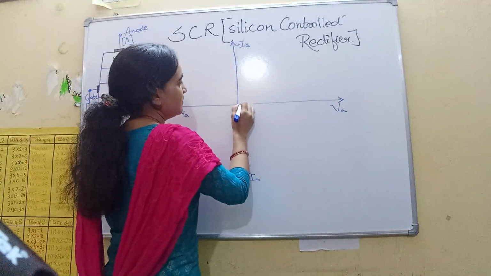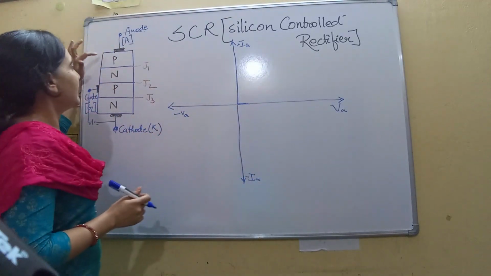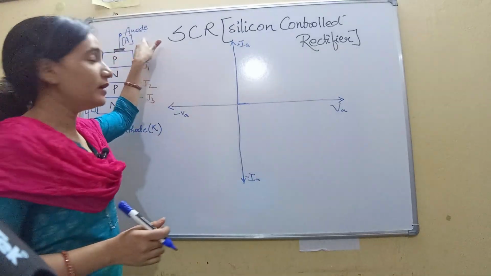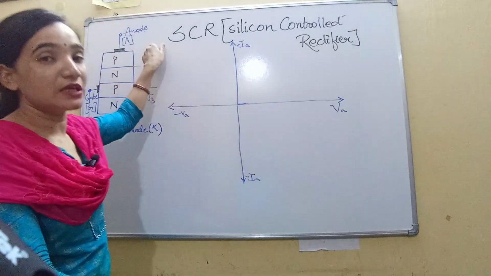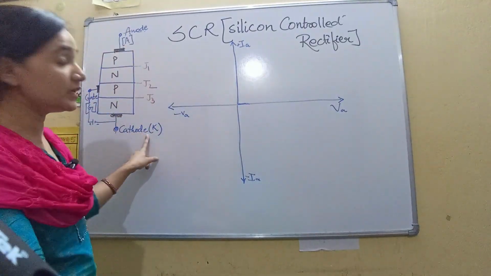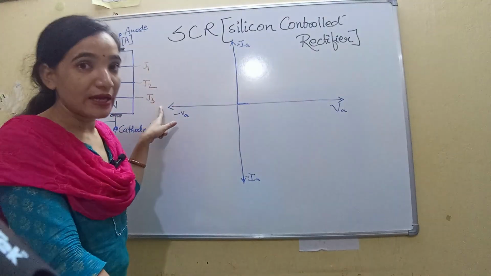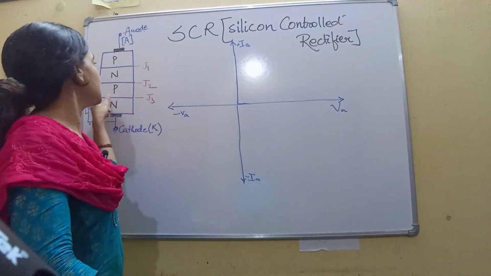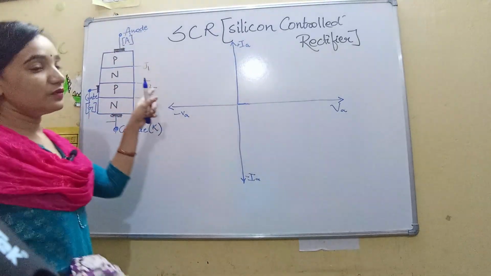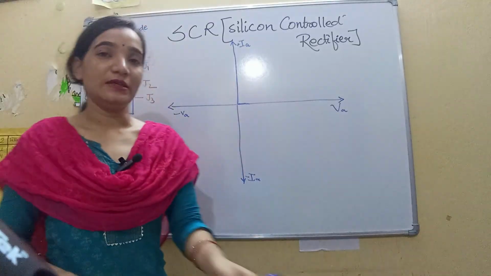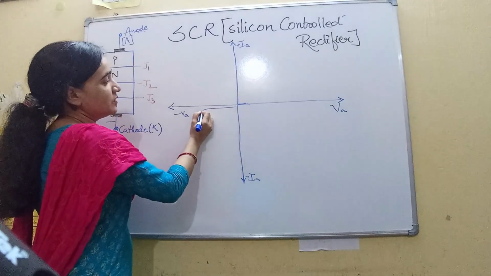First we discuss the reverse mode. In reverse mode operation, we were keeping the anode reverse biased, meaning P is connected to the negative terminal with respect to cathode. So we were getting J1 and J3 as reverse biased, and since the gate was kept open, J2 is forward biased. In that case, a reverse leakage current was flowing.